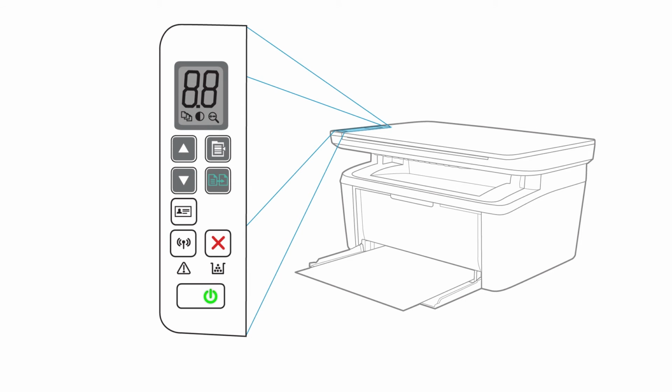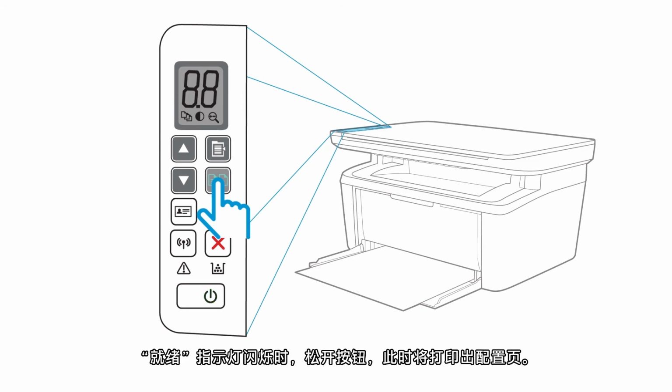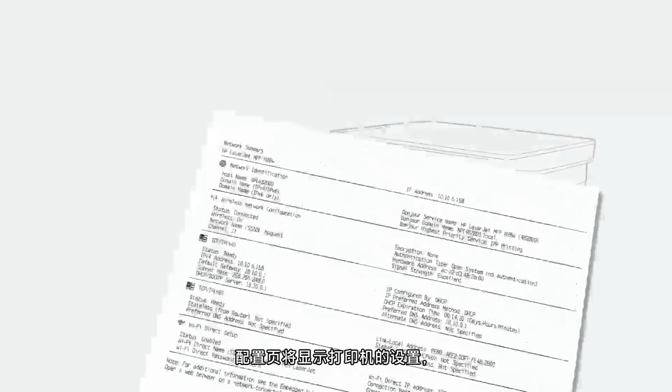Press and hold the Start Copy or Resume Cancel button. When the ready light blinks, release the button and a configuration page prints. The configuration page displays the settings for your printer, including the IP address which can be used to set up your printer on other devices.